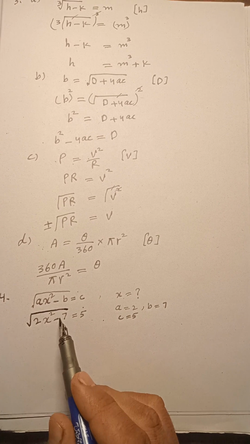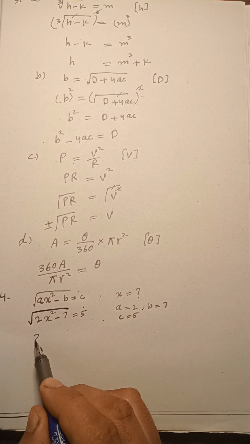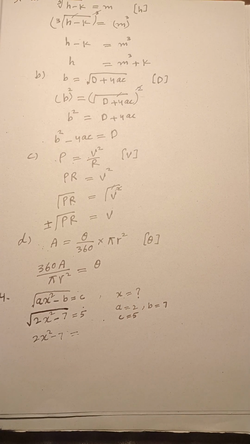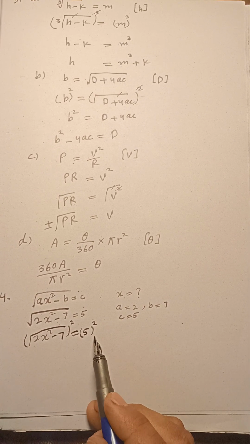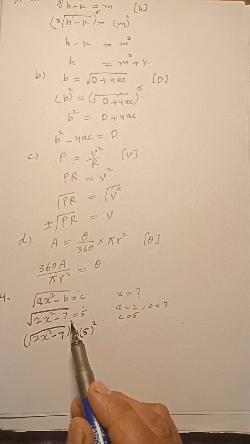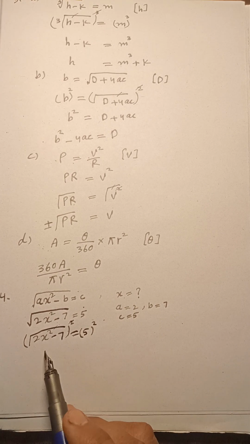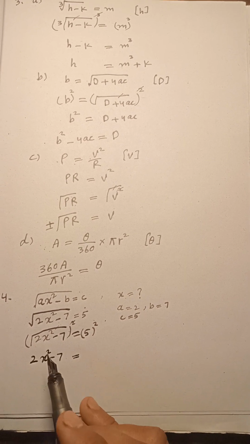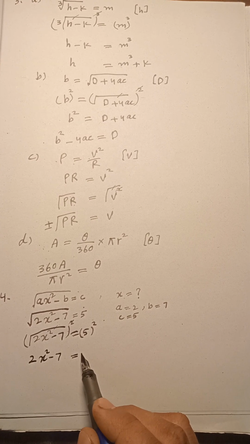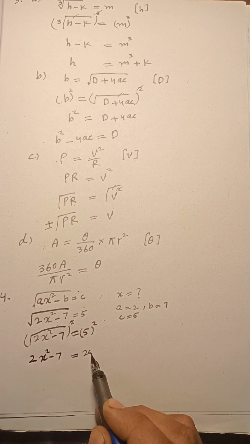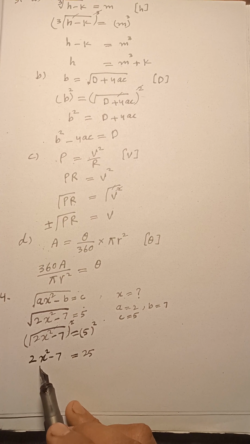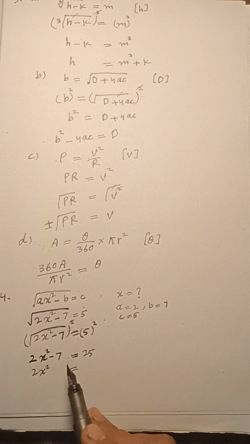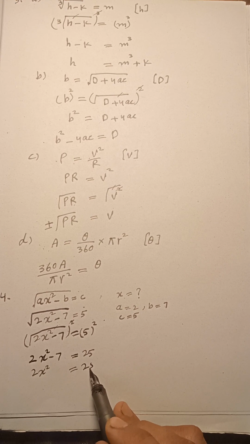Now you know that we have to remove the under root sign. So to remove the under root sign, we have to take square on both sides. I have taken square on both sides. Cancel out this square by square root, and the remaining terms will be written. I have written the remaining terms, and 5 square is equal to 25. 5 5s are 25. Now leave this 2x square here, and minus 7 will become plus 7 on the other side.